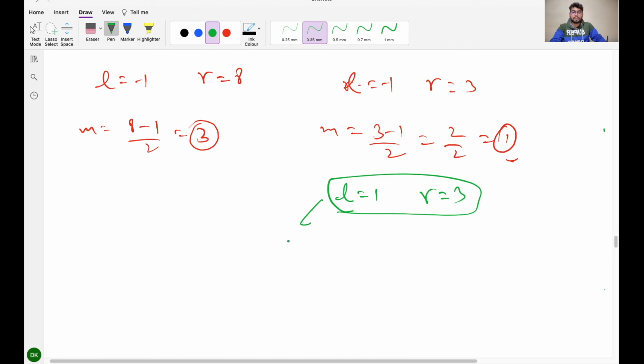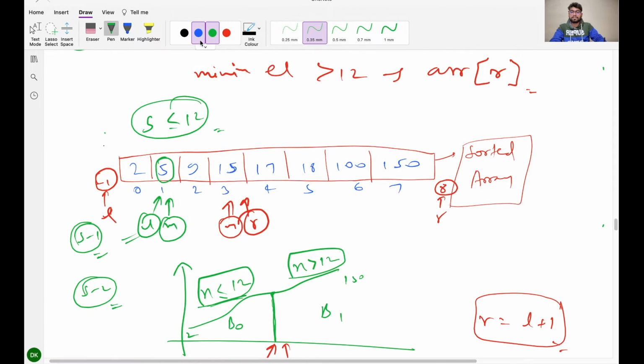Okay, so what is my next middle element? L plus R, 1 plus 3 divided by 2, that is 2. So at this time M is over here, and we can also see that the element at this index is 9.